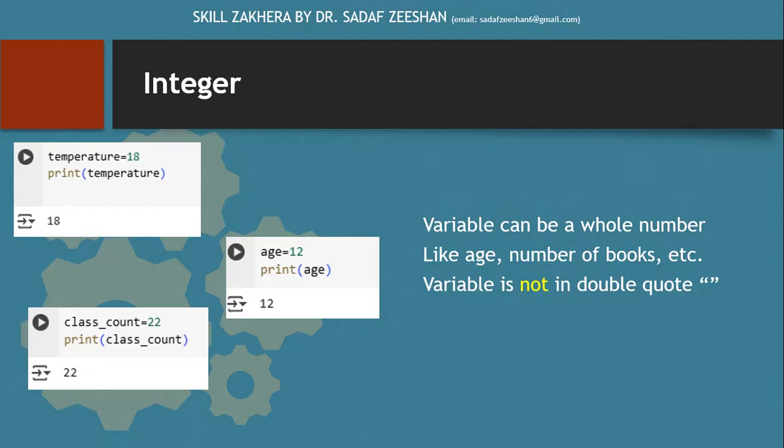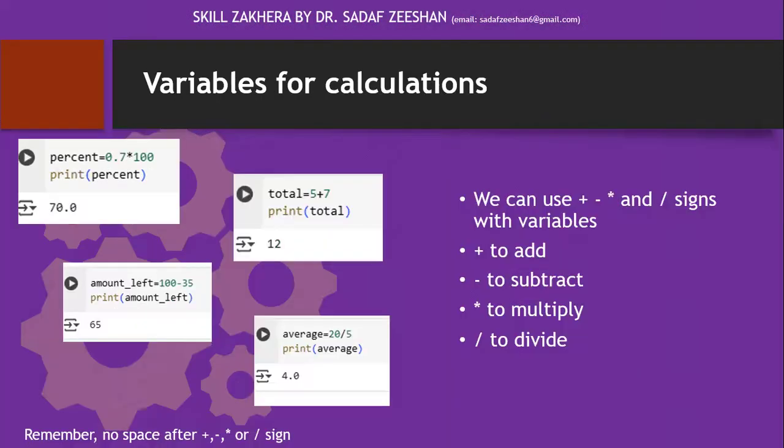Also, class count is equal to 22. And if I print the name of the variable, it is going to display the value that was assigned to it. Variables are also used for calculations. For example, we know that we can use plus, minus, a star sign for multiplication and a slash for division. So we can use these symbols to perform various operations with the numbers.